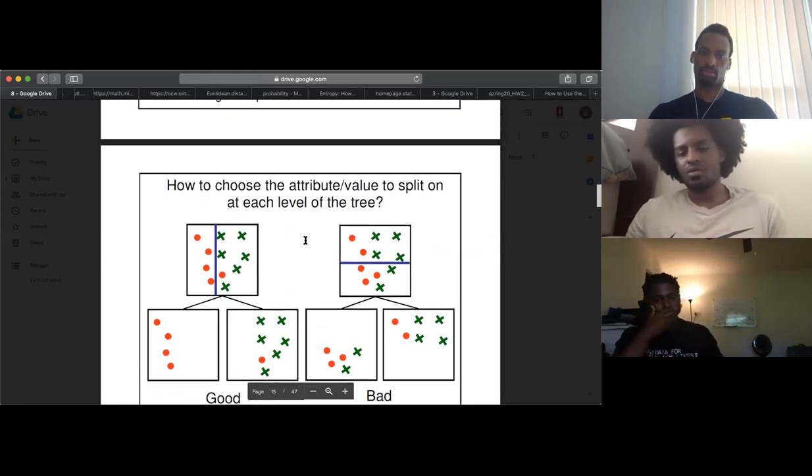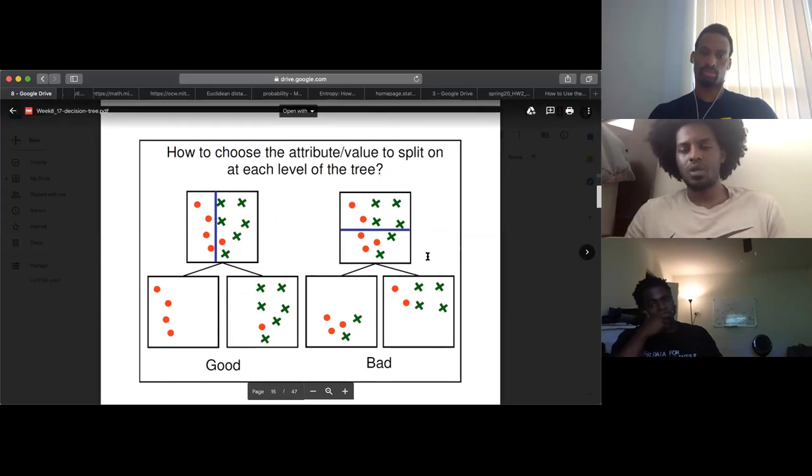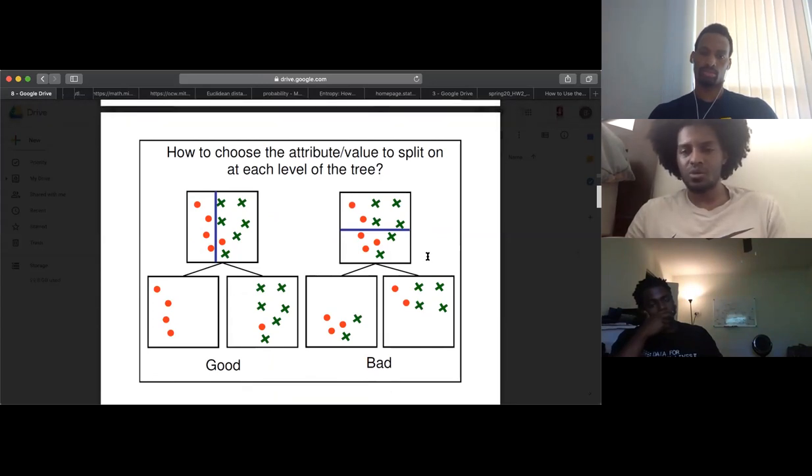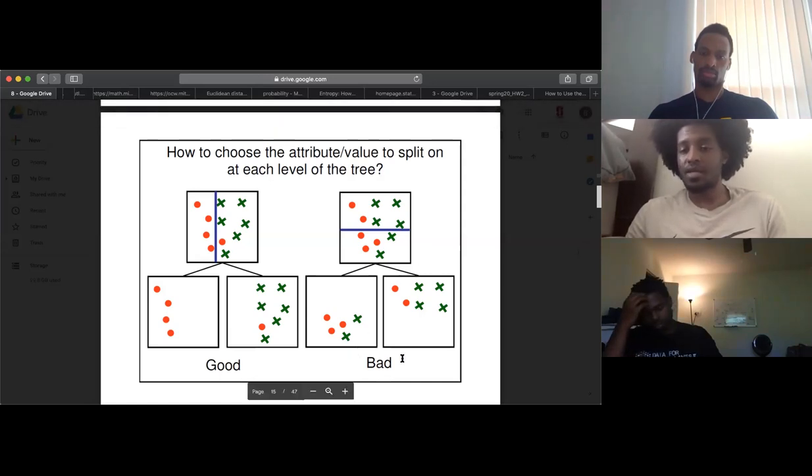Here's a visual depiction of what I was just talking about. If you split on x1, you're introducing a vertical line, and you can see that you get a pretty clean split between classes. But if you split initially on x2, you have a horizontal split between your data, and you can see that it's very mixed and a bad classifier.